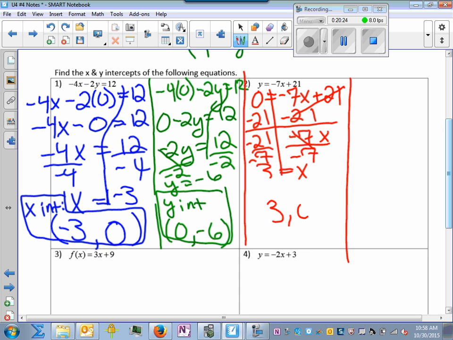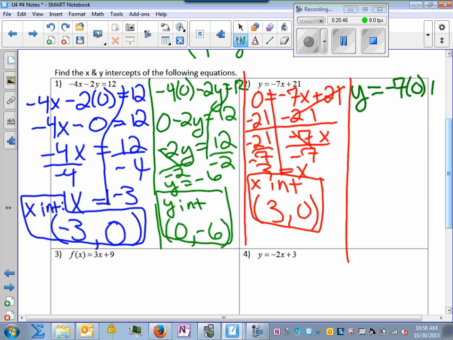3, 0. And that is my x-intercept. Please label it. If you don't label it, I don't know which one it is, and I can't give you full credit. Okay? Now, if I have one of my variables on one side, my second one's going to be really easy. Watch this. y equals negative 7 times 0 plus 21.